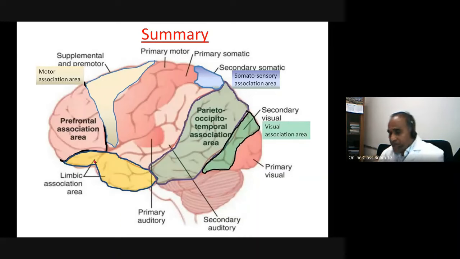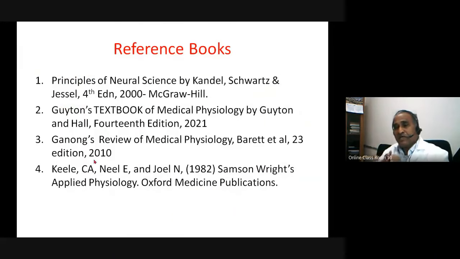So my objective in this lecture was to provide you the various terms we use and the areas of the brain, so that whenever we talk, we will have a clear visibility of what we are looking at. I have referred to these books: the Guyton textbook of medical physiology, especially for those association areas, then Kandel's Neuroscience, Ganong's Review of Physiology, and Sampson Wright's.